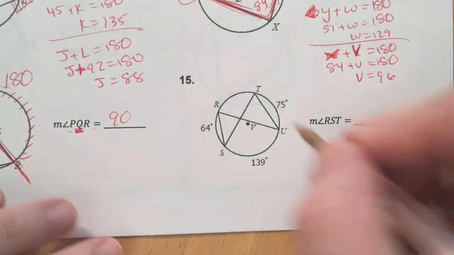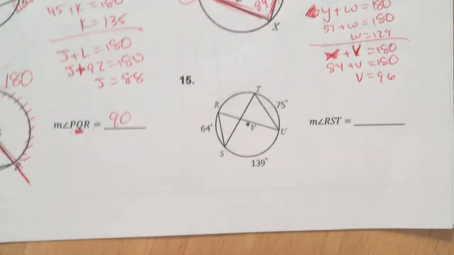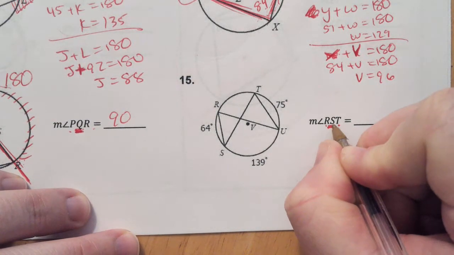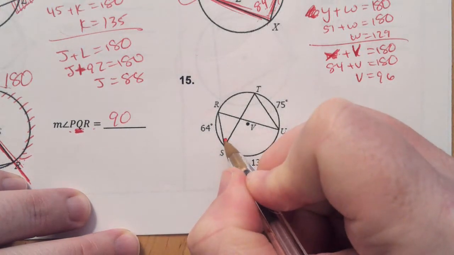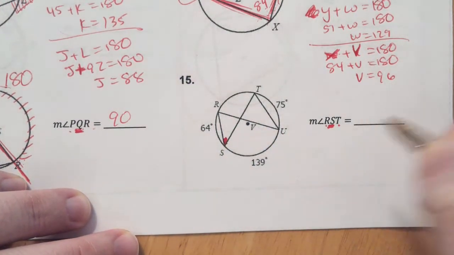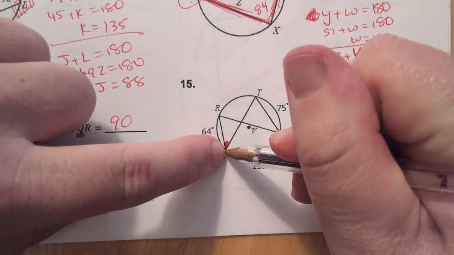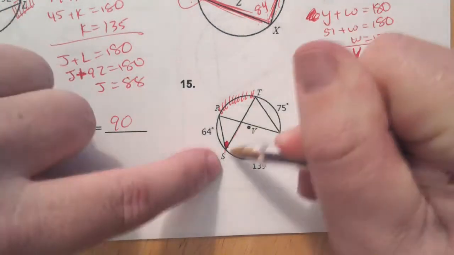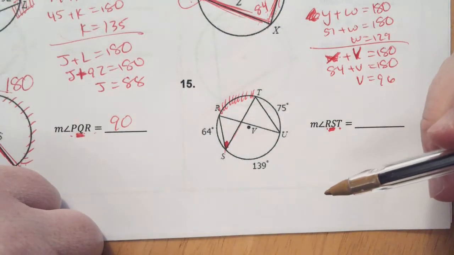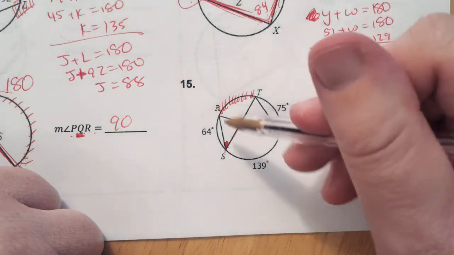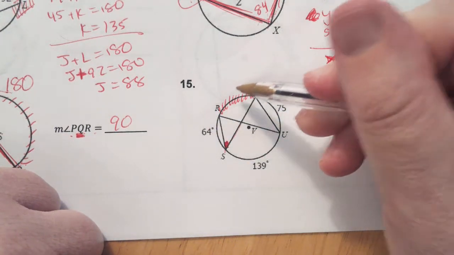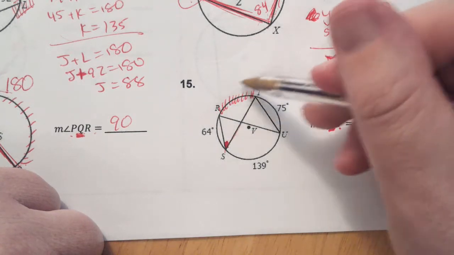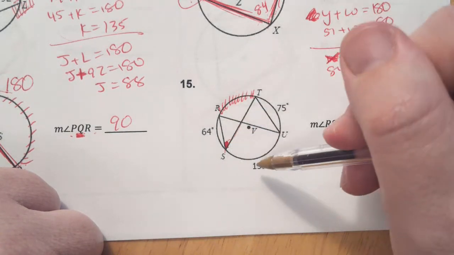And the last problem. Okay, well, let's see here. I wanted RST. So I want that middle letter S. So I want this angle right here. And now what did that project? That projected all of this. What are we going to do? Well, hey, look at that. I have every arc except for this one. I have every arc but that one. So if I can find this arc right here, I can find that angle.